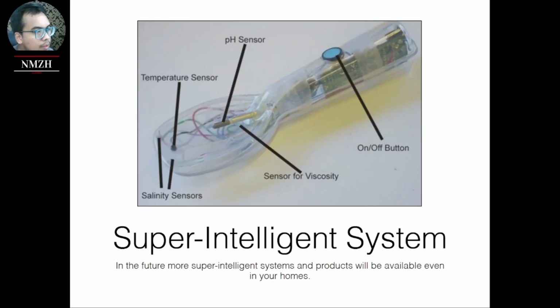This is a super intelligent system, a kind of intelligent spoon. The spoon has a pH sensor, temperature sensor, salinity sensor, a sensor for viscosity, which is the thickness of oil, and an on-off button. When we put some liquid or substance in that spoon, we can detect its pH, viscosity level, temperature, and so on.